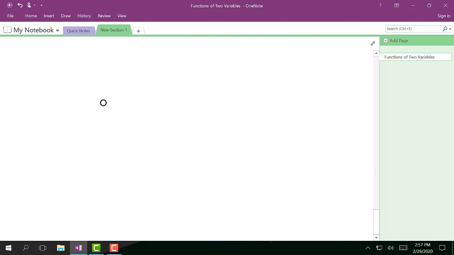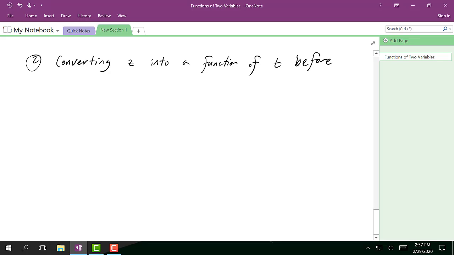Yeah. So in part 2, we're going to solve this same thing by first converting z into a function of t before differentiating. So what do I mean by that?